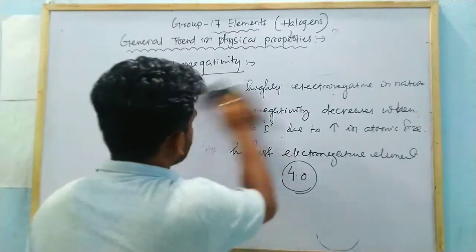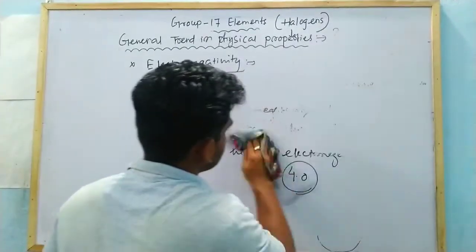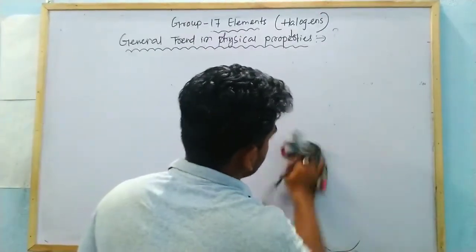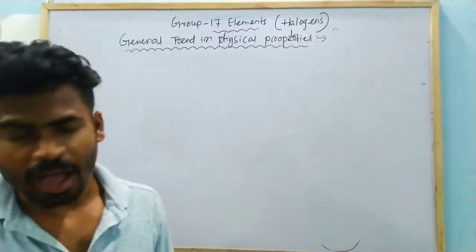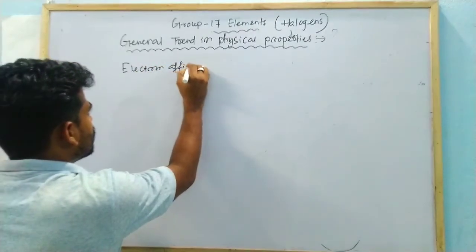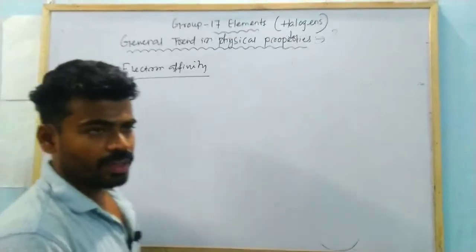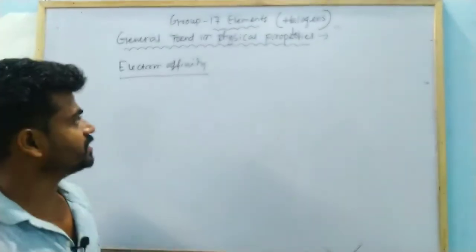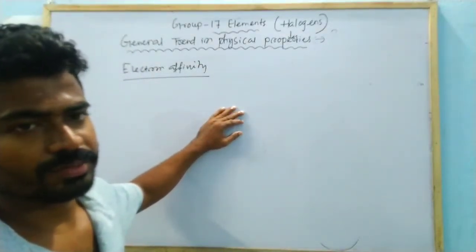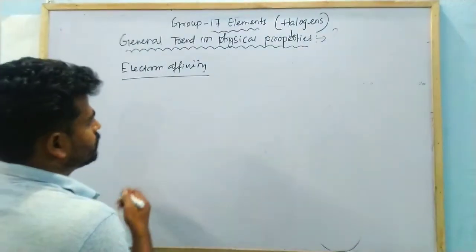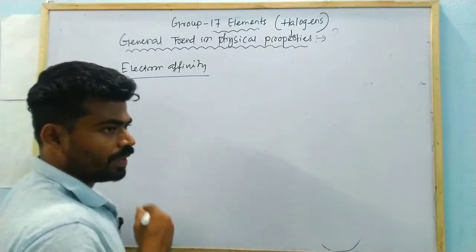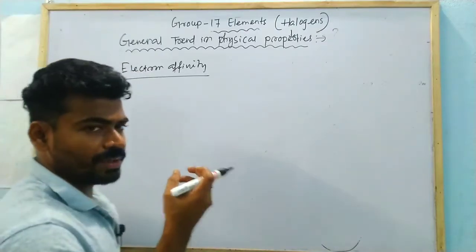So the next trend in property, that is very important, is electron affinity. Electron affinity means the tendency of addition of an electron to the valence shell. So the electron affinity of halogens should be in the order, depending upon the value of nuclear charge.